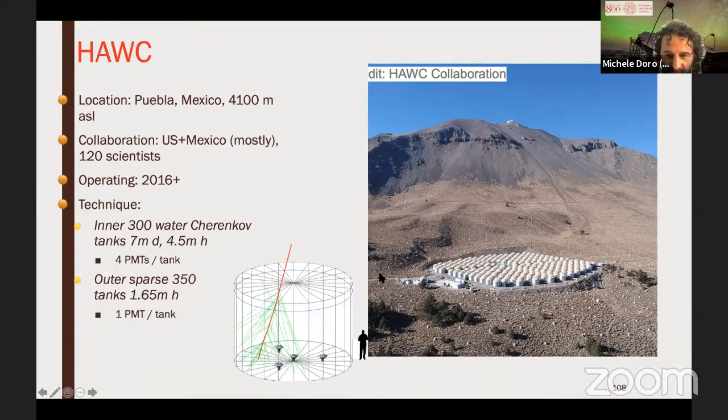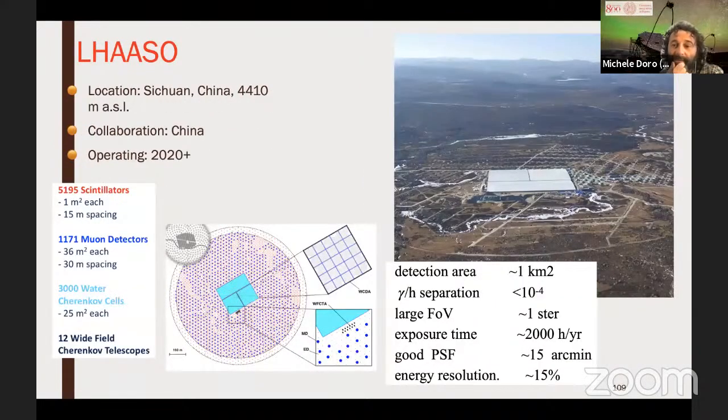So these are 300, and there are many around here, detectors. So that's your telescope, and that's a building, just to grasp the size. And we have LHAASO. LHAASO, it's incredible. That's HAWC, and that's LHAASO. It's really a region disseminated with instruments. You have 5,000 scintillators, 1,000 muon detectors, 300 water Cherenkov cells at the beginning, and 12 Cherenkov telescopes. It's really a whole region disseminated with instruments. And it's really amazing what it's doing now.